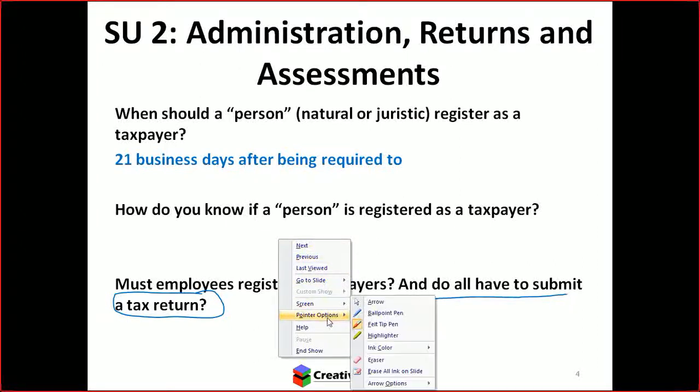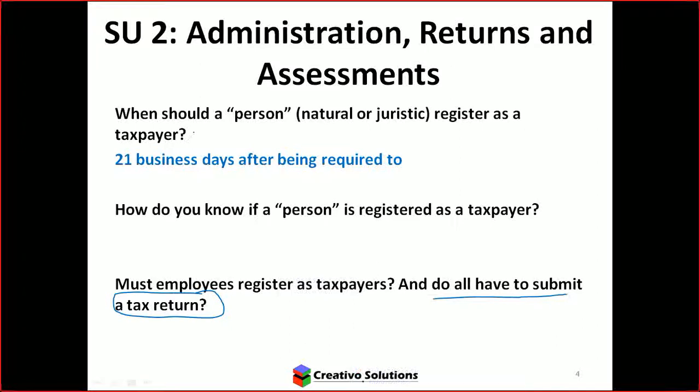Okay, so if I'm looking at a taxpayer, earlier you told me if someone is earning income, they need to register as a taxpayer. That was correct, but how soon do they have to actually register? 21 days after being required to. Okay, that's legislation, right, in terms of the requirements.